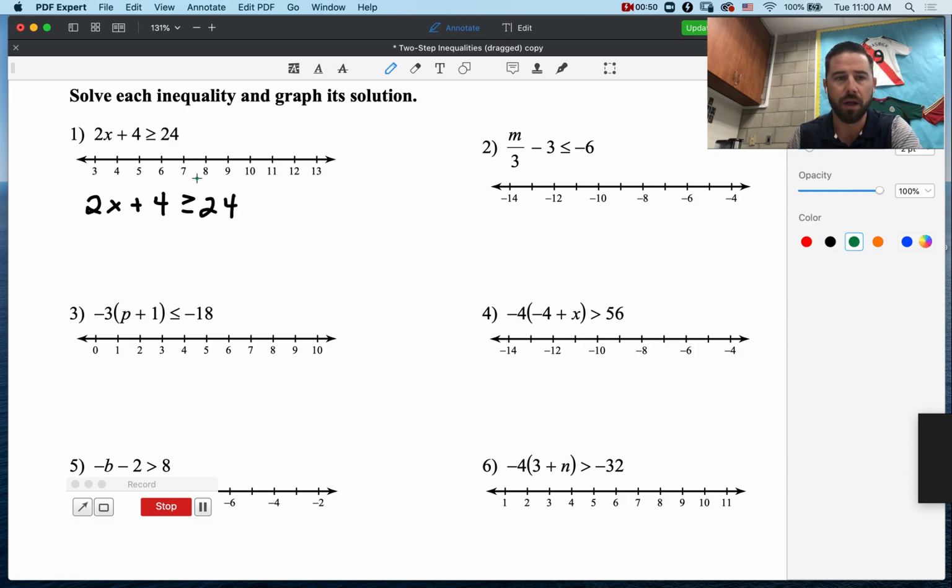Now, first step, remember, we want to get the variable and anything that's stuck to the variable by itself. We can't deal with that 2 that's stuck to it until the very end.